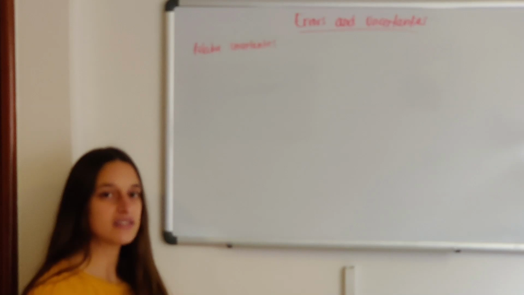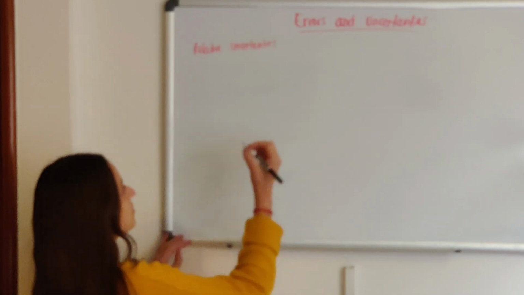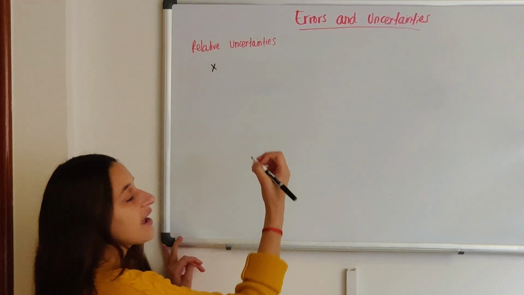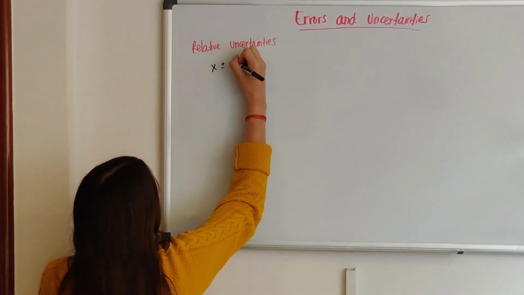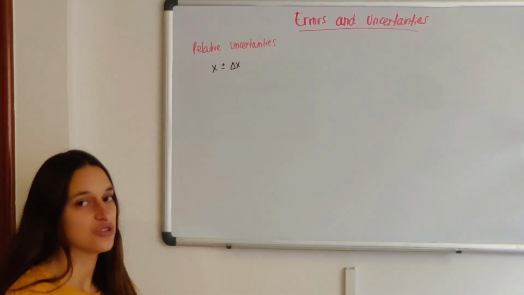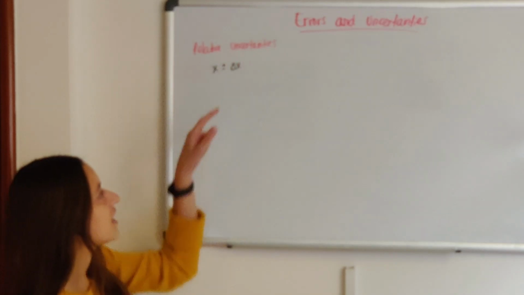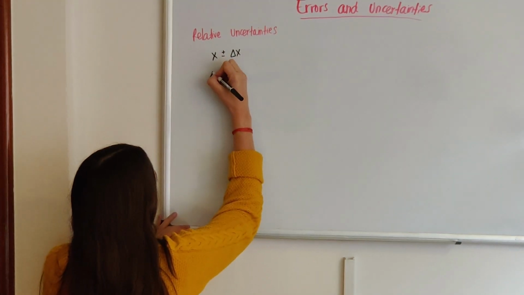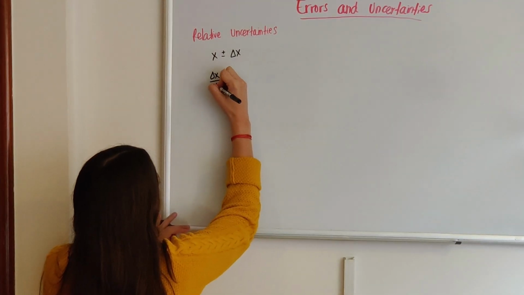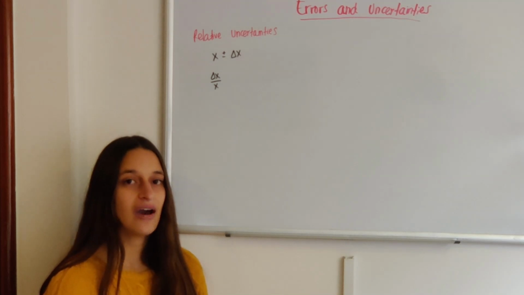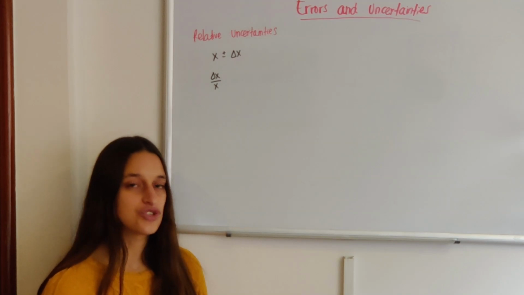Okay, so to explain relative uncertainties, I'm going to go back to what we just learned, that when we express a number, we say it is x plus or minus delta x. So the number plus or minus the uncertainty of that number. So this delta x is called the absolute uncertainty. The relative uncertainty would be delta x divided by x. It's going to give you a decimal number that says how big is the uncertainty in relation to the number.